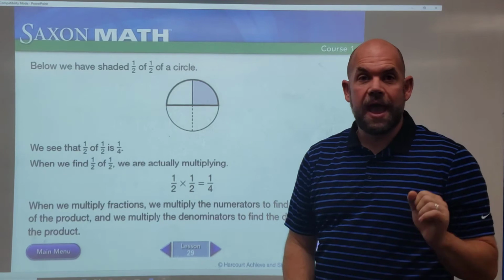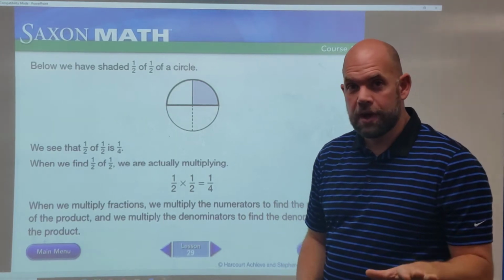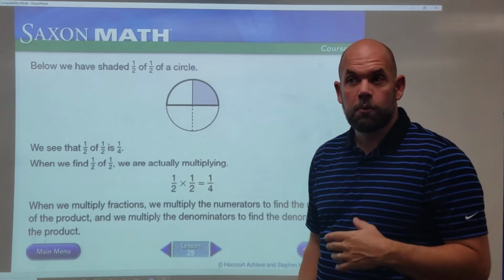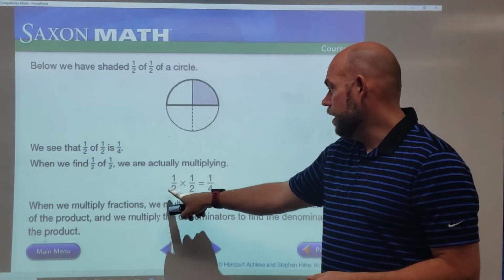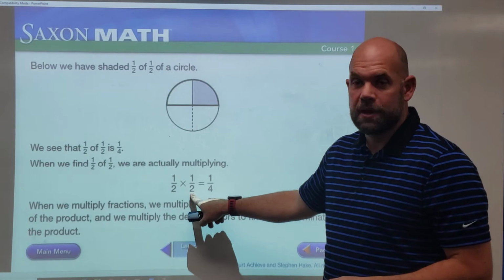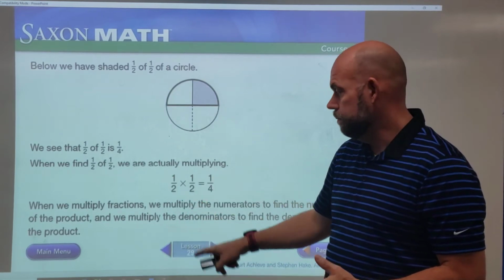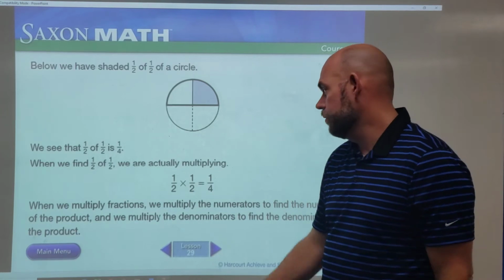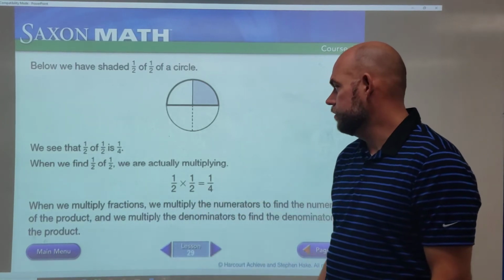Now when we added and subtracted fractions, we would keep the denominator the same. Here, when we're multiplying, we actually multiply the denominators in addition to the numerators. So there's a big difference between multiplying fractions and adding fractions, okay?